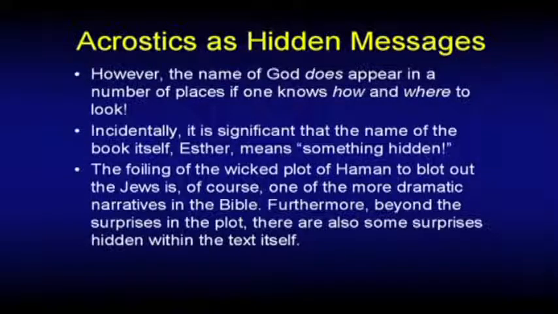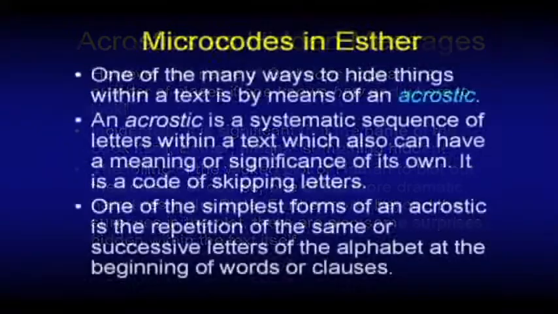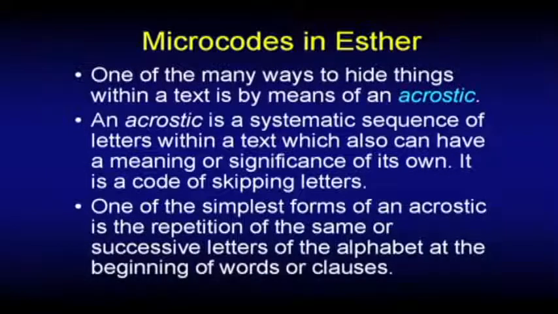And so the foiling of the wicked plot of Haman to blot out the Jews, of course, is one of the more dramatic narratives in the Bible. Furthermore, beyond the surprises in the plot, there are also some surprises hidden within the text itself. That's what we're going to play around with tonight. And one of the many ways, of course, is an acrostic, a systematic sequence of letters in the text which can also have meaning or significance of its own. It's a code of skipping letters.